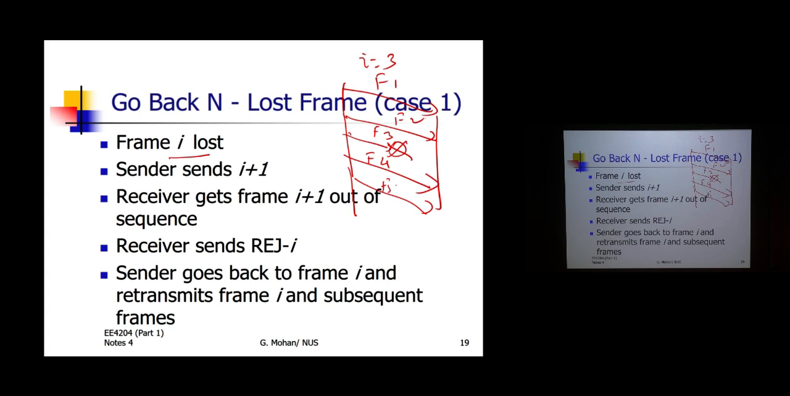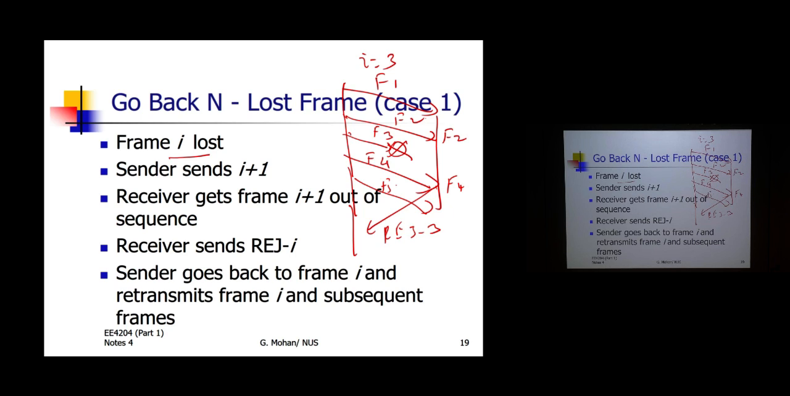Frame 3 is lost. That means the receiver receives frame 2, and then frame 4 next. The receiver did not receive frame 3, so it knows that it is out of sequence. After 2 it receives 4, so it infers that 3 was lost. After it infers 3 was lost, it will send reject 3.